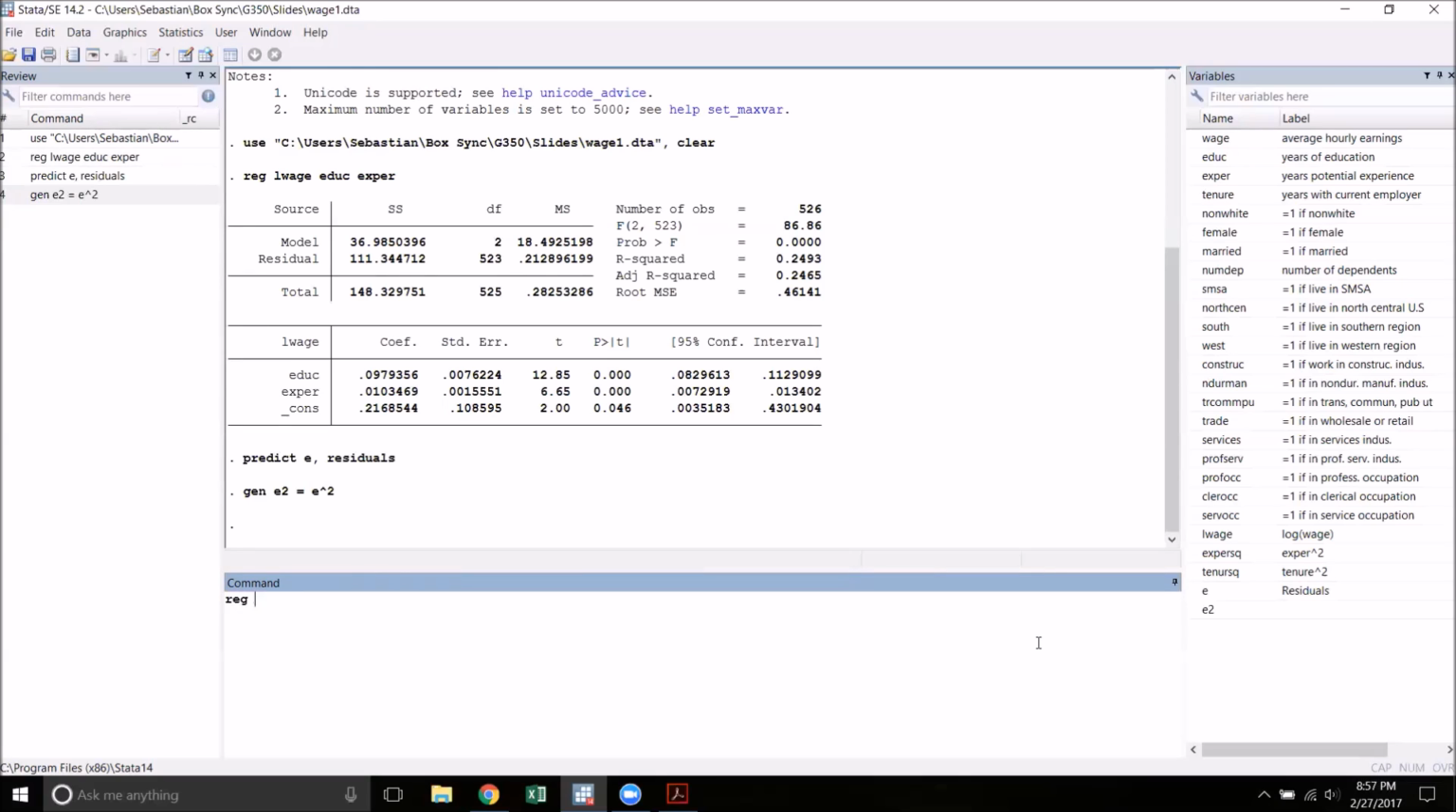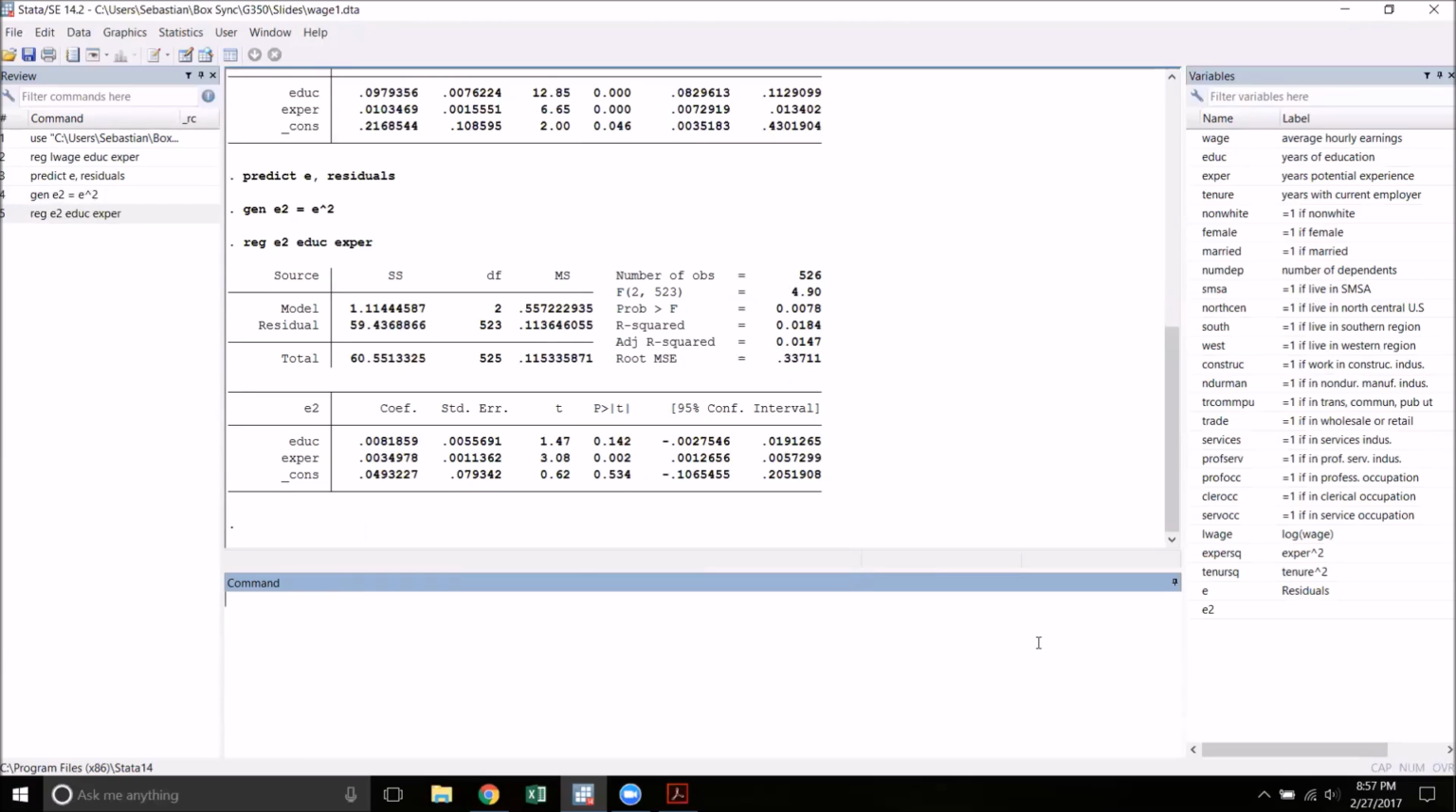Now we need to regress the squared residuals on education and experience. To complete the test, we need to look at the F statistic, which is 4.9, and then the p-value, which is 0.0078. Since this is just below 1%, this looks like a strong rejection of the null that there is not joint significance here, which means that we conclude that there is heteroscedasticity in our model.